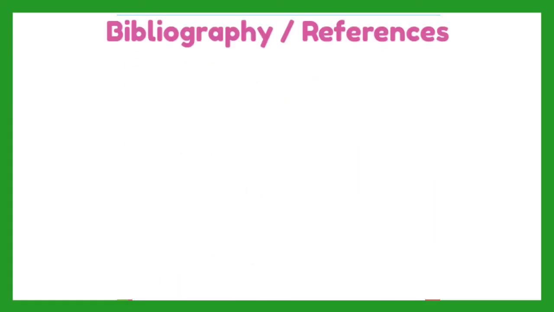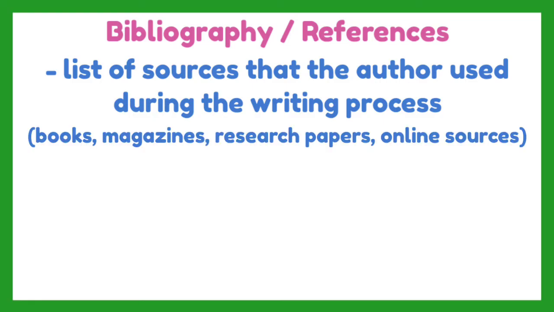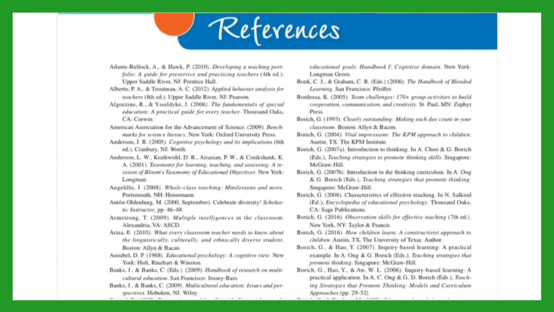Another one, bibliography or references. It contains a list of sources that the author used during the writing process of his book. These sources can be other books, magazines, research papers, or online sources. For example, as you can see, it has a list of references, including their authors, the publishers, and their addresses.